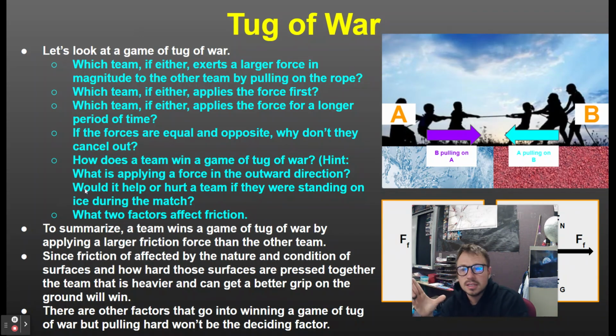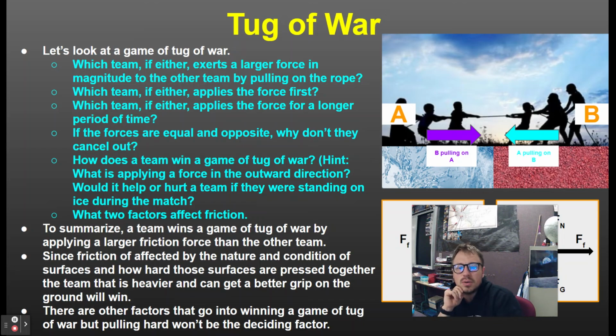Now, to summarize this, a team wins a game of tug of war by applying a larger frictional force than the other team. Since friction is affected by the nature and condition of surfaces and how hard those surfaces are pressed together, the team that is heavier and can get a better grip on the ground will usually win. That's what the technique is for. The technique is to maximize that frictional force in the opposite direction.